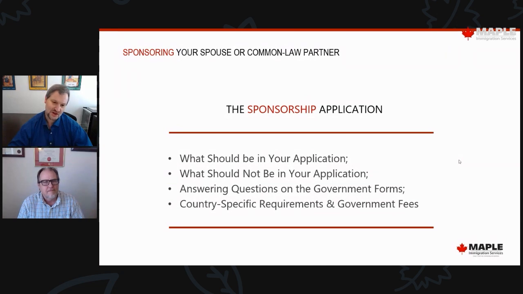What else? So what should not be in the application? Now, if you're overseas and you're looking to come back to Canada, you need to be really heavy on your intent to reside here. We've seen in the past where people will be making the application, but they're not making overtures to actually come in here.